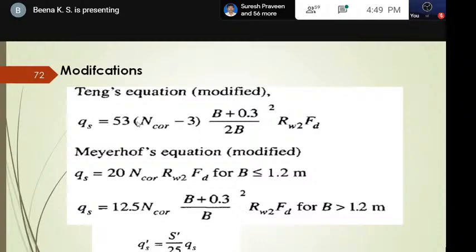QS is equal to 53 N corrected minus 3, times ((B plus 0.3) by 2B) the whole square, multiplied by the water table correction factor and the depth correction factor. And Meyerhof's equation is modified as QS equal to 20 N corrected Rw2 FD for B less than or equal to 1.2 meter. And for B greater than 1.2 meter, it is 12.5 N corrected ((B plus 0.3) by B) the whole square.